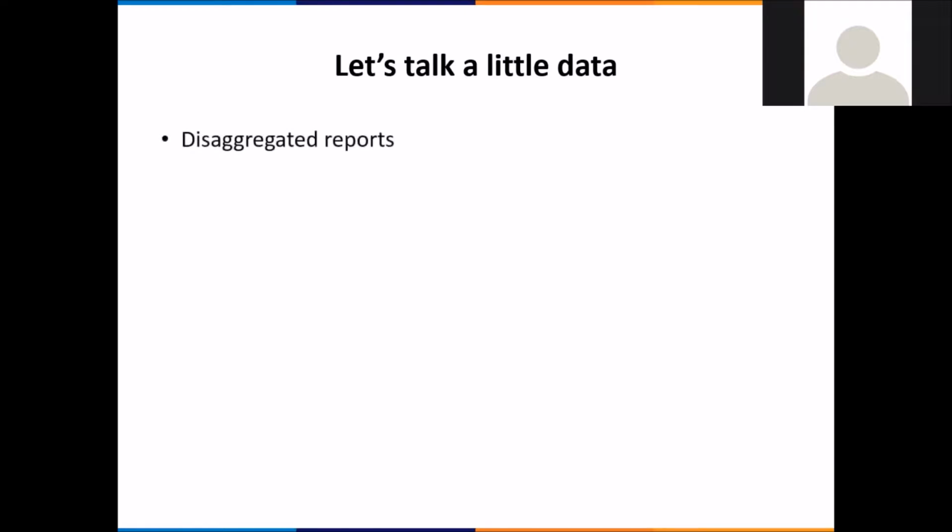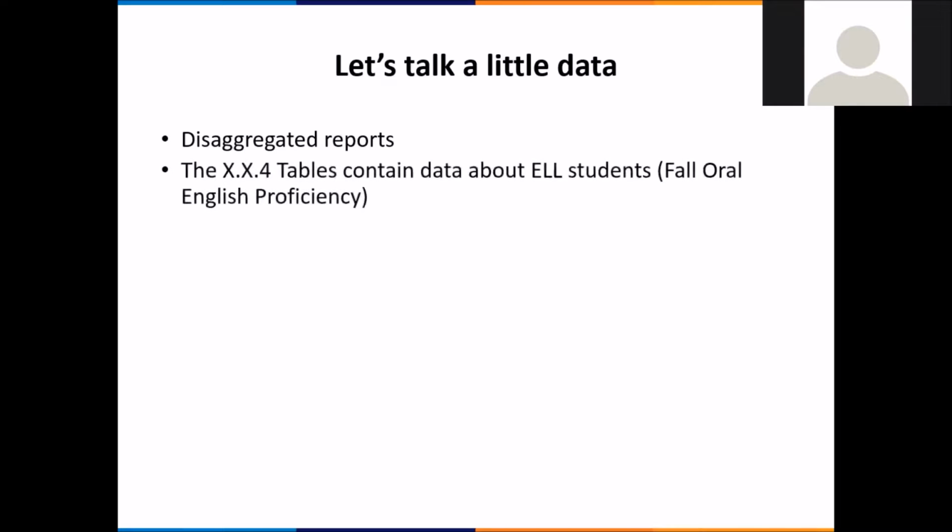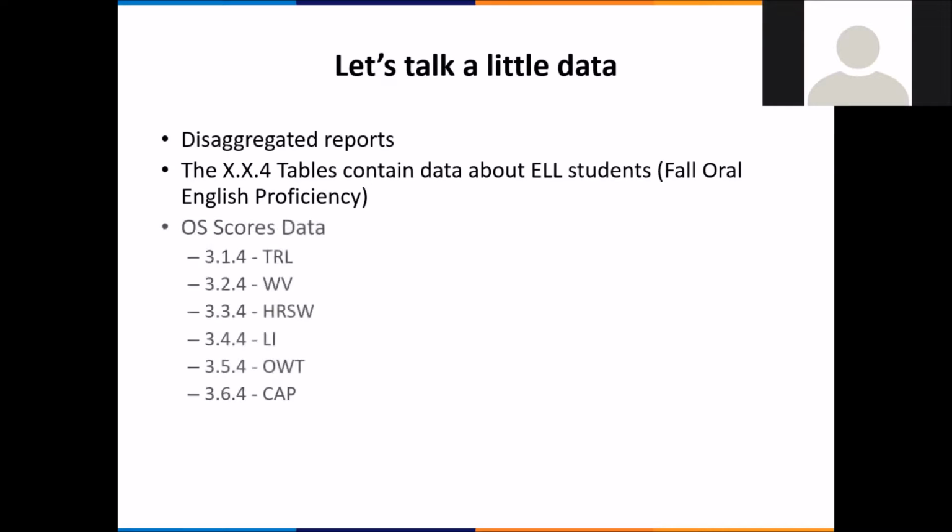All right, so let's talk a little data. Where can we find our EL data? Well, good news, and especially looking at the EL data by observation survey scores, we can find it in our disaggregated reports. All right, so any table in the disaggregated report that ends in a .4 will contain data about ELL students. Now, it doesn't say specifically ELL students. It lists the students out by fall oral language proficiency. So specifically, you can find ELL OS scores data in the following tables.